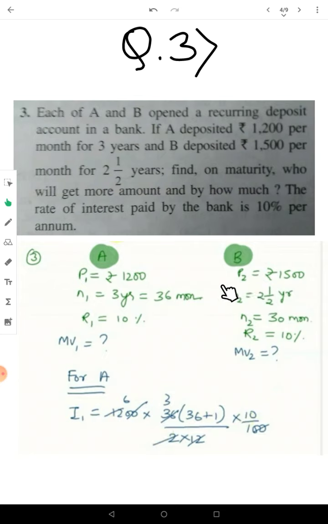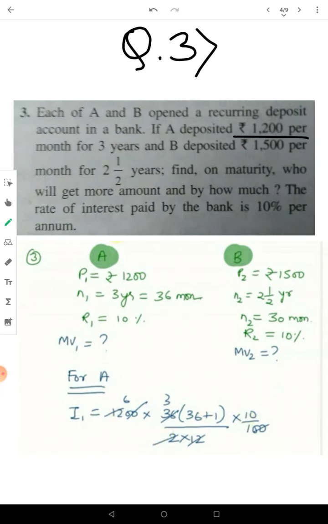Principal 1, principal 2. N1, N2. Time 1, time 2. Rate of interest 1, rate of interest 2. Like that we will consider. Okay. So P1 is rupees 1,200. You can just see here.